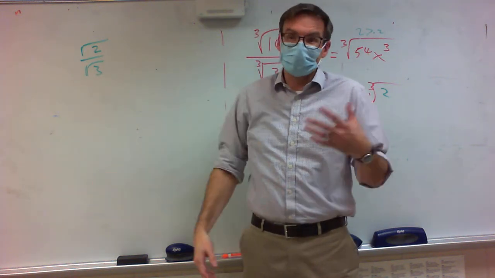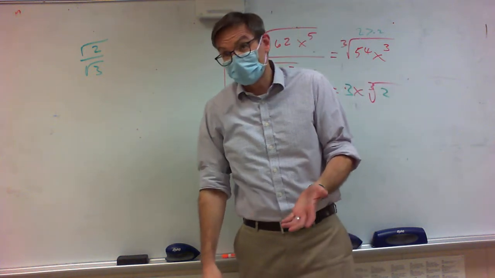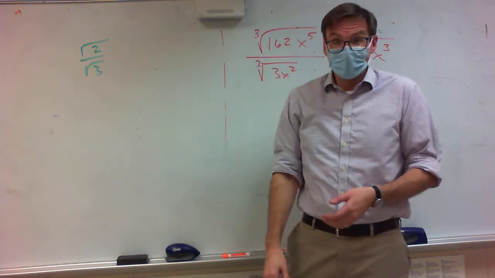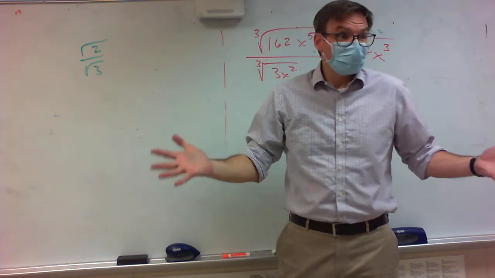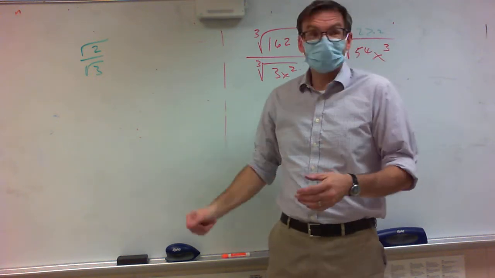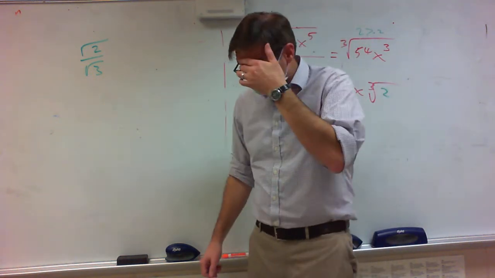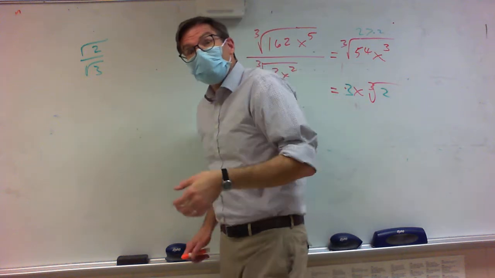And it's got an official name. It's called rationalizing the denominator. All that is, make the denominator nice. Make the denominator without a fraction. Make the denominator without a square root. So what do we do?